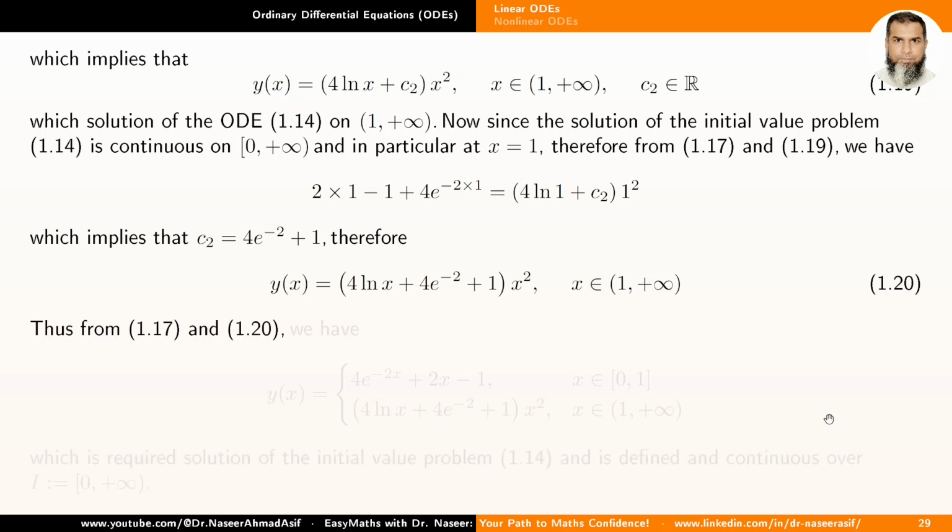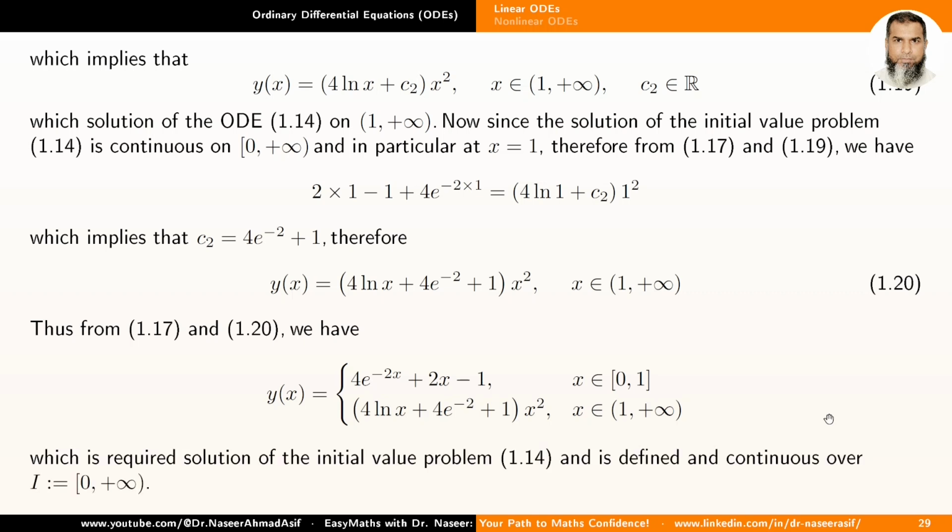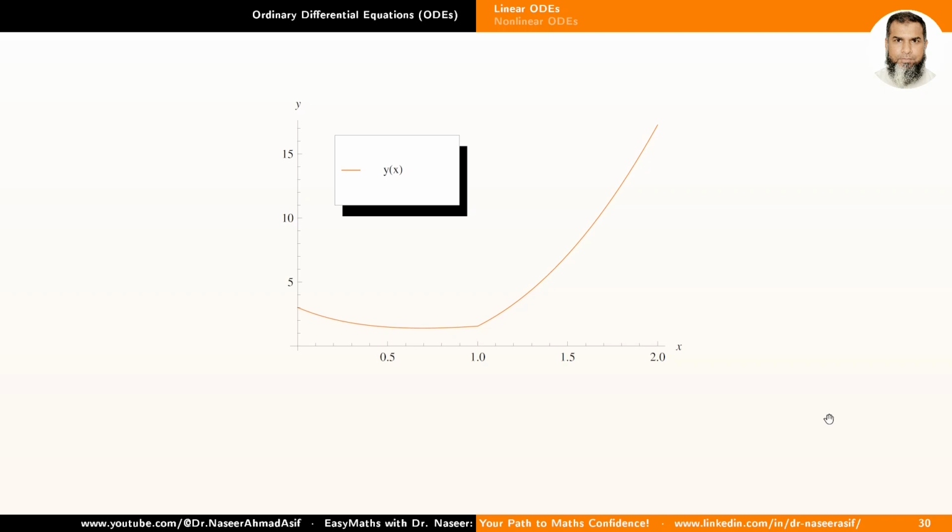Thus, from equations 1.17 and 1.20, we have y(x) is equal to 4 e^(-2x) plus 2x minus 1, where x is in the closed interval 0 to 1, and y(x) is equal to 4 log x plus (4 e^(-2) plus 1) x^2, where x is in the open interval 1 to plus infinity, which is the solution of the initial value problem 1.14 and is defined and continuous over the closed interval 0 to plus infinity. Well, this is the graph of the solution of the initial value problem. The solution is continuous on the closed interval 0 to plus infinity. Also, the solution is differentiable on the interval 0 to plus infinity except at x is equal to 1.